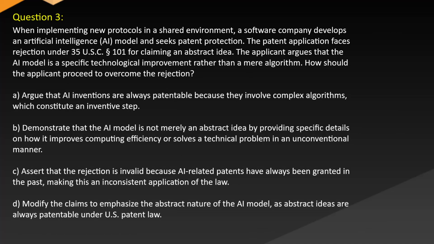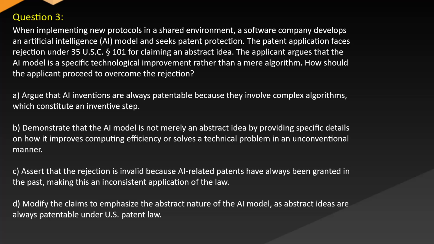Question 3. When implementing new protocols in a shared environment, a software company develops an artificial intelligence (AI) model and seeks patent protection. The patent application faces rejection under 35 U.S.C. § 101 for claiming an abstract idea. The applicant argues that the AI model is a specific technological improvement rather than a mere algorithm. How should the applicant proceed to overcome the rejection?